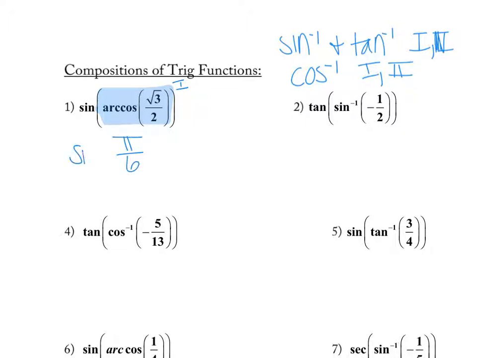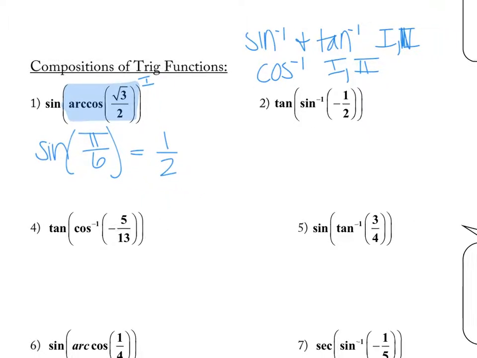Okay, you still have the sine, and then we have to take the sine of pi over 6, okay, which would be 1/2. So remember that inverse is working backwards, and then if you're not using the inverse, then you actually evaluate the function. So what is sine of pi over 6? It's 1/2. Okay. All right, let's take a look at number 2.